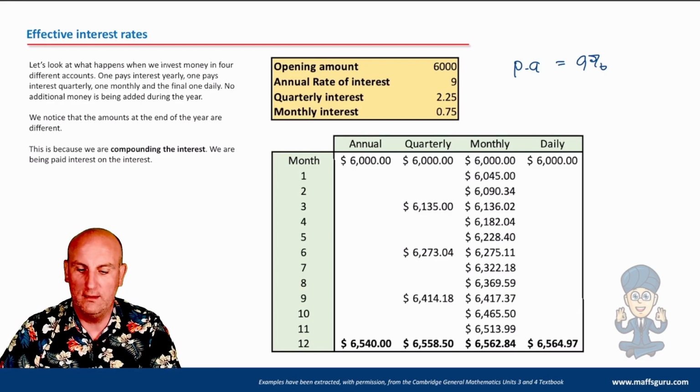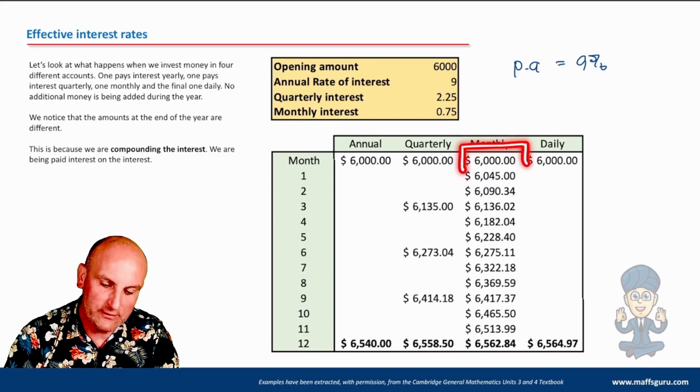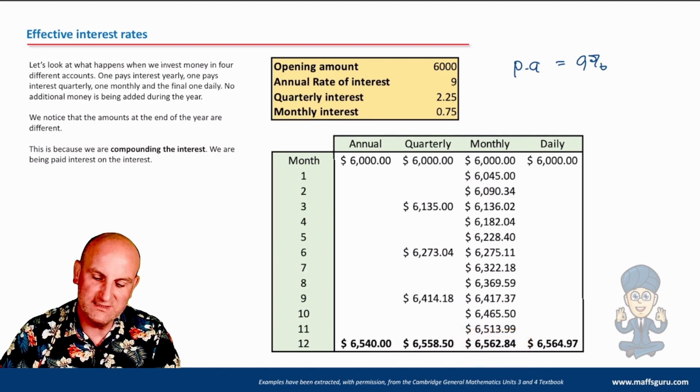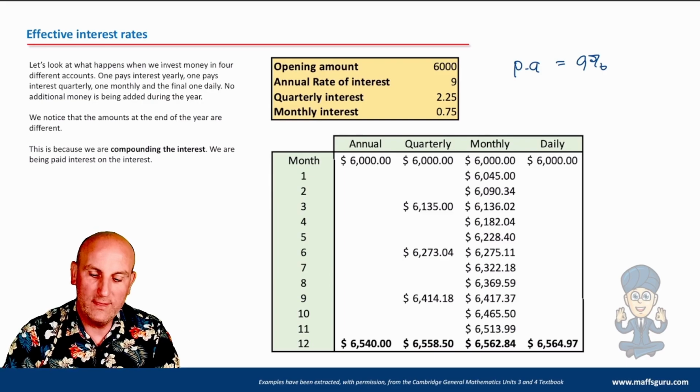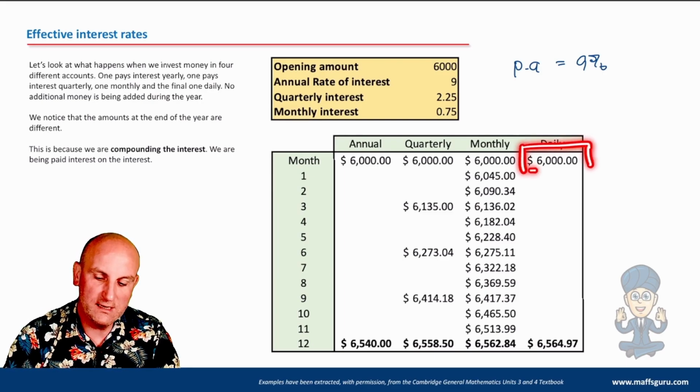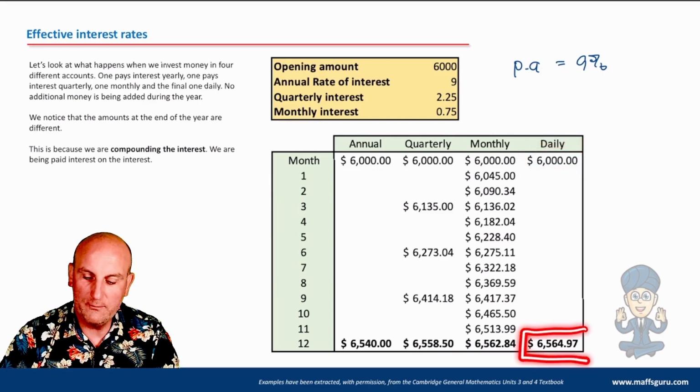What about monthly? Well, again, I'm paying in $6,000. How much is coming out then? $6,562.84. I'm even more loaded. And again, when they pay me interest daily, I'm starting at $6,000 and I'm ending up with this.